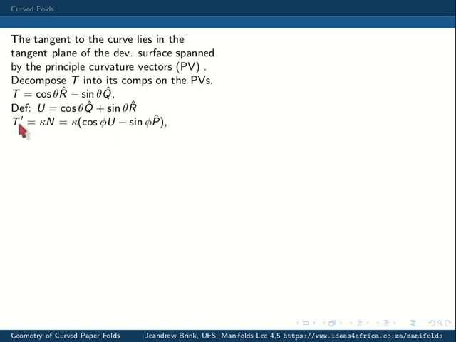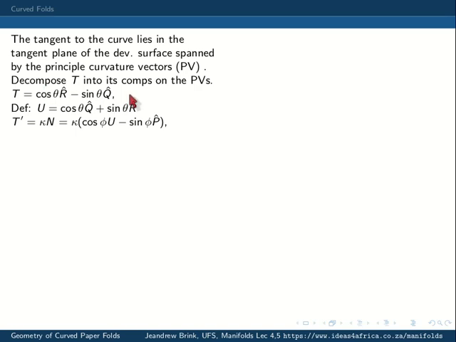There are two ways. The first way is you just take t prime, you work t prime out the way we've worked out the primes of all the other things. In other words, t prime is then just cos prime times r hat plus cos times r prime, and you know what r prime is, minus sine theta prime q plus minus sine theta q prime, and you know what q prime and r prime are, and then you just substitute it in.